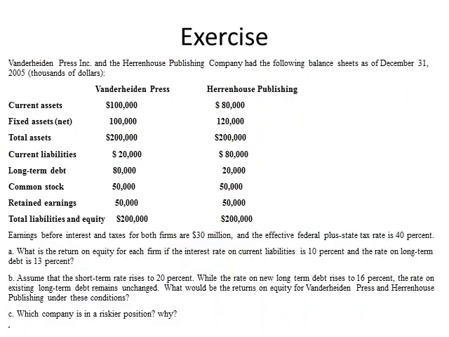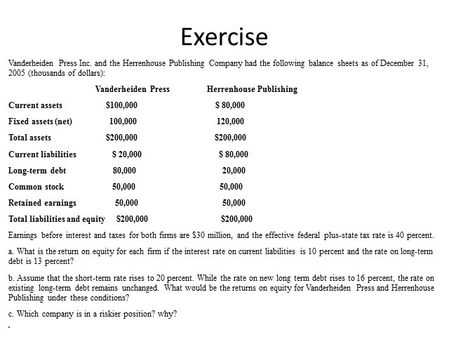In this exercise we are going to compare two companies, Vanderhiden Press and Hare House Publishing. They had the following balance sheet as of December 31st, 2005. The earning before interest and tax, which is below the table of the numbers for both firms, is $30 million, and the effective federal plus state tax rate is 40%. What is the return on equity for each firm if the interest rate, take care of this, on current liabilities is 10% and the rate on long-term debt is 13%?